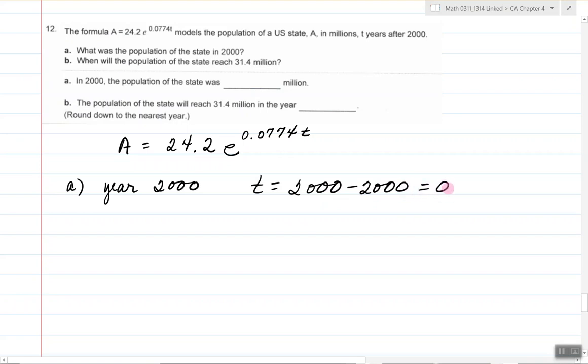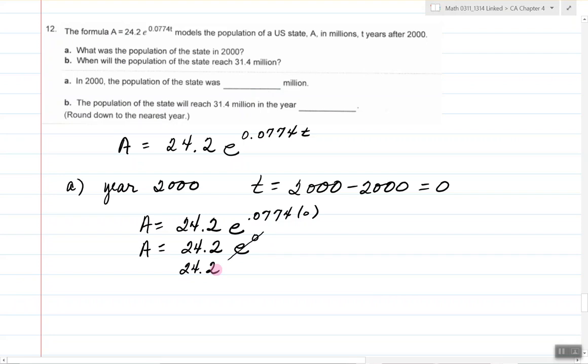It is 0 years after 2000. So A is equal to 24.2 e to the 0.0774 times 0. Now I'm going to do this by hand, and then I'm going to turn around and do it in my calculator. So A, which is population, is 24.2. E to the product of those is 0. E to the 0 is 1. Multiply by 1 and it doesn't change it, so the answer is 24.2 million.